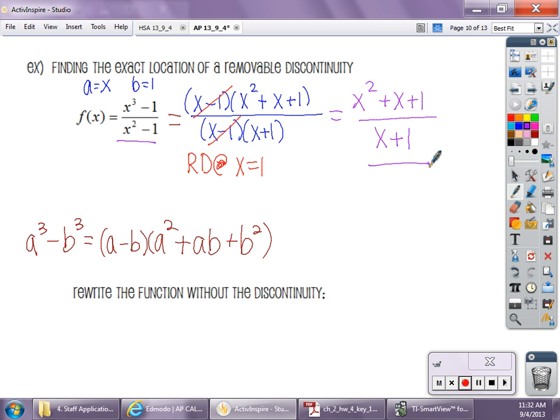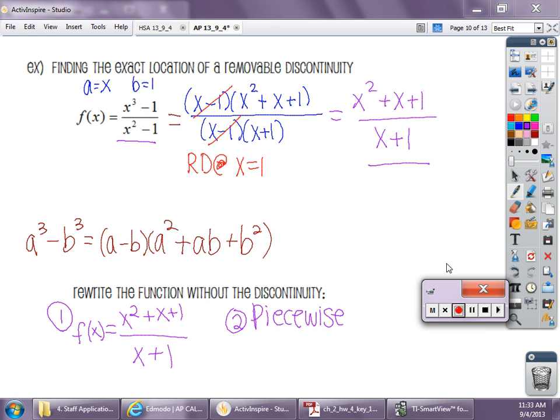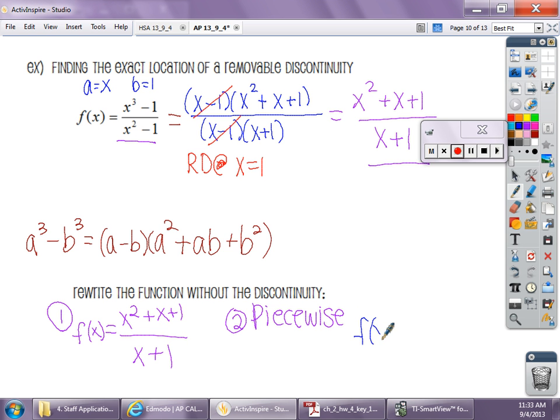Rewrite the function without the discontinuity. If I ask you to do the 2 ways, so there's one way, which is rewrite the simplified. And guess what? It's gone. There is no discontinuity anymore. There's method 2, which is the piecewise function, which is the one I usually ask you to do. If I ask you for the piecewise function, then you're going to give me the original function first, x cubed minus 1 over x squared minus 1, and you're going to tell me you're allowed to use that function for every single x value except for the removable discontinuity.